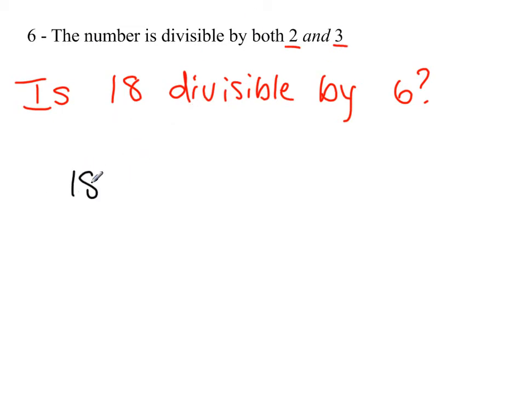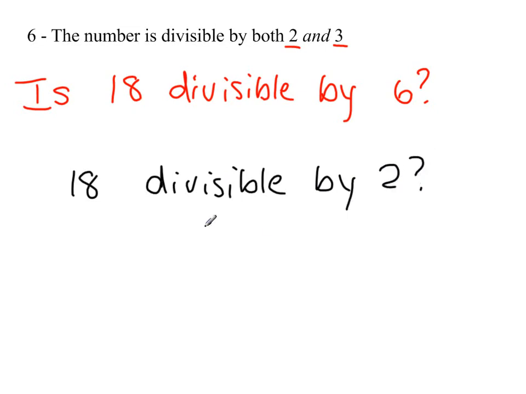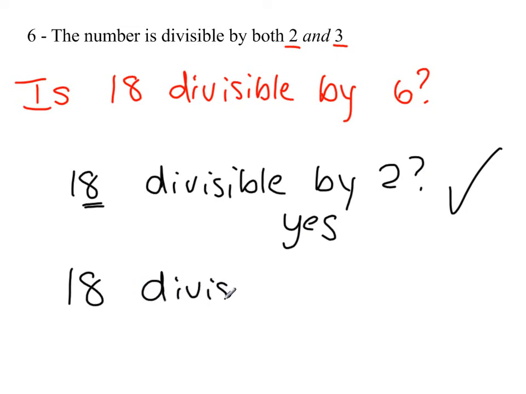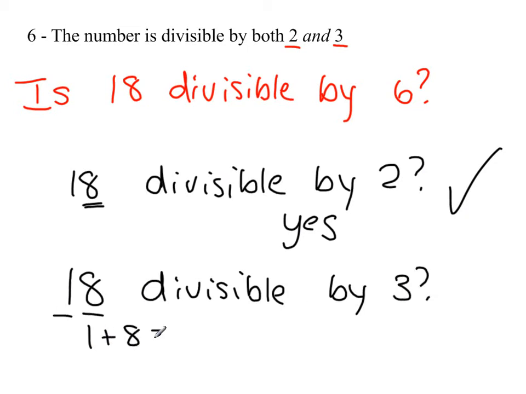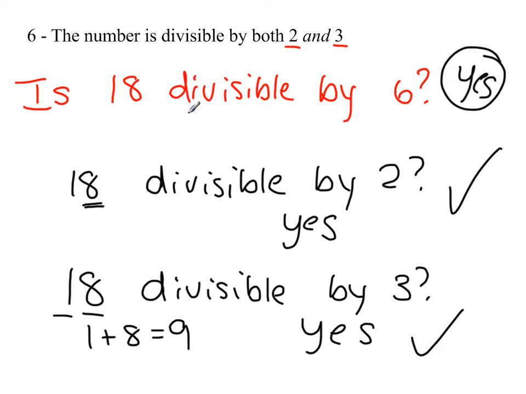So let's take a look at 18. Is 18 divisible by 3? I'm sorry, not by 3. Let's start with 2 first. By 2. Well, the last digit is an 8. 8 is even. So yes, it is divisible by 2. So that checked out. And then now we can check if 18 is divisible by 3. Well, we can add the digits. 1 plus 8 is 9. 3 can go into 9 perfectly, so yes, it is divisible. So 2 and 3 work, so sure enough, this has to work. Yes, 18 is divisible by 6.